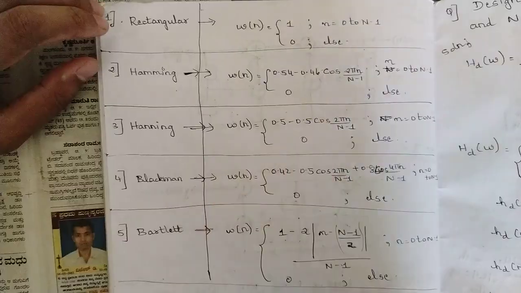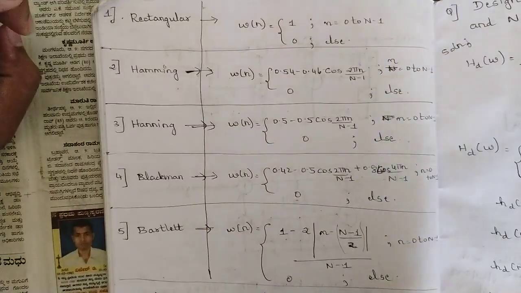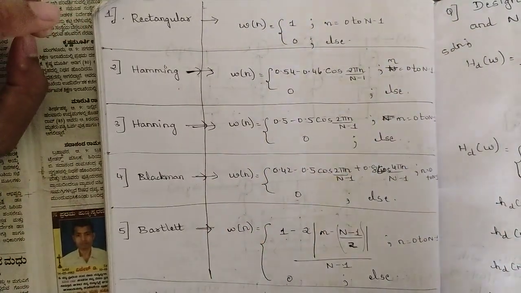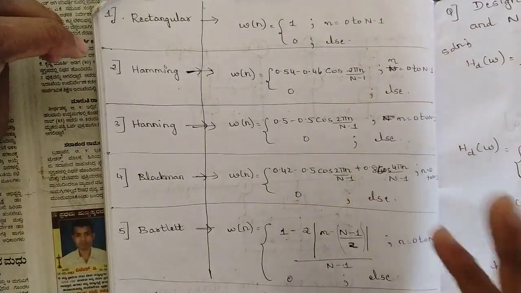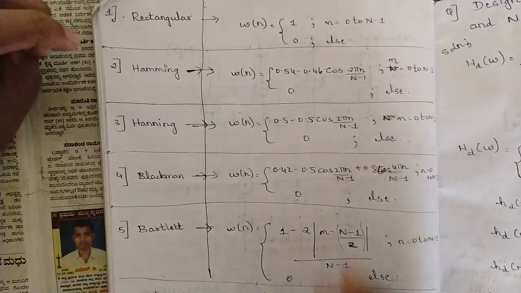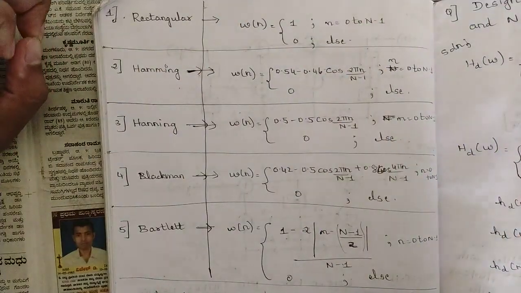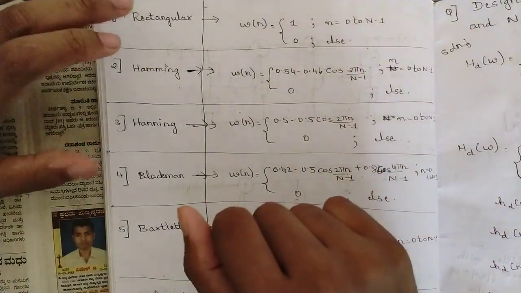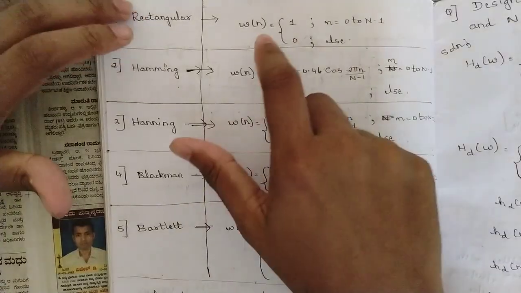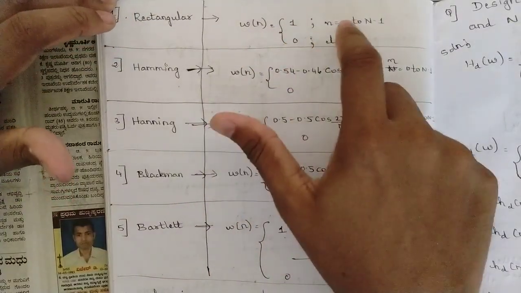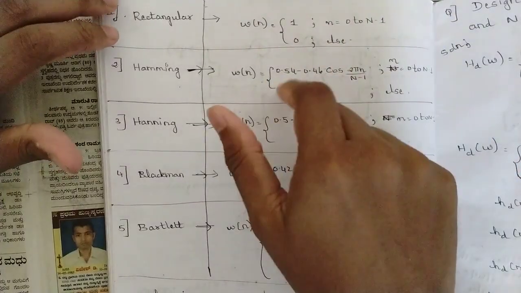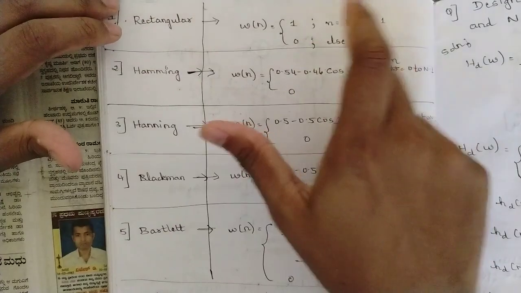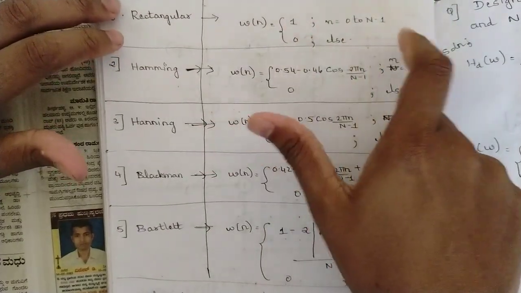You won't understand these formulas now, but you should remember them, because they are required when you solve the problems related to this. When you solve the problems, you will get a brief idea about how these formulas are interlinked. So for the rectangular window, the value of omega n is equal to 1 for all values of n from 0 to 7, or to however many values are given in the question. It is a constant 1 for all of them, and it is 0 elsewhere.